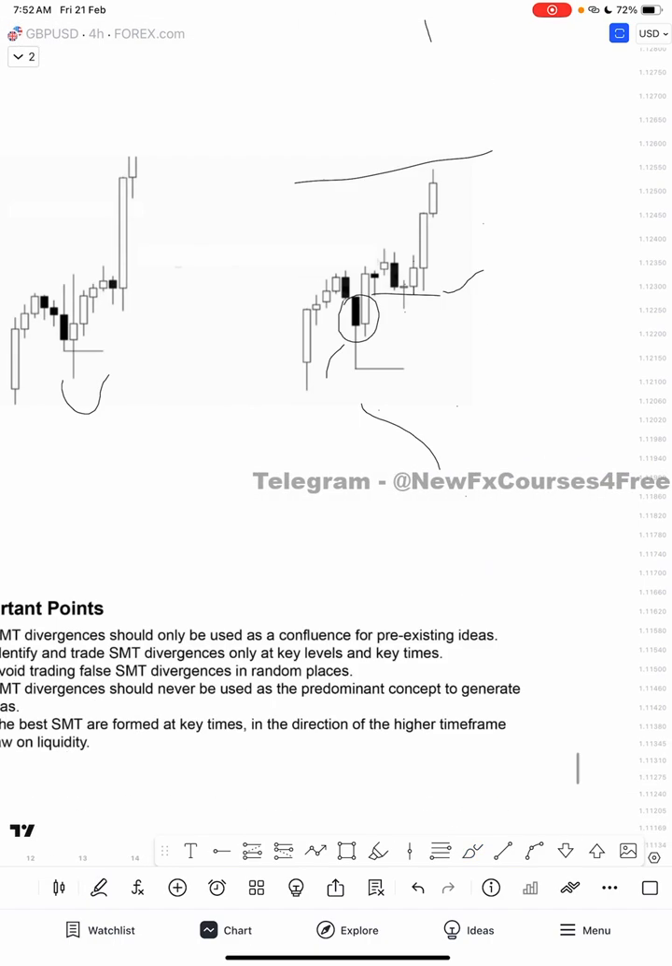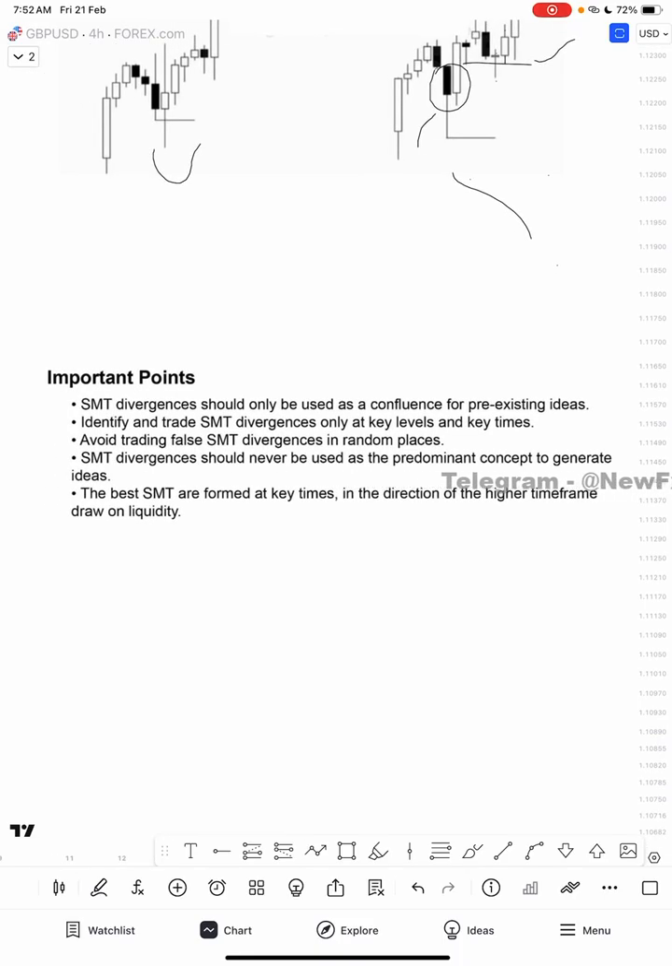So, important points. SMT divergence should only be used as a confluence for pre-existing ideas. Identify and trade SMT divergence only at key levels and key times. Avoid trading false SMT divergence in random places. SMT divergence should never be used as a predominant concept to generate ideas. The best SMT are formed at key times in the direction of the higher time frame draw on liquidity.